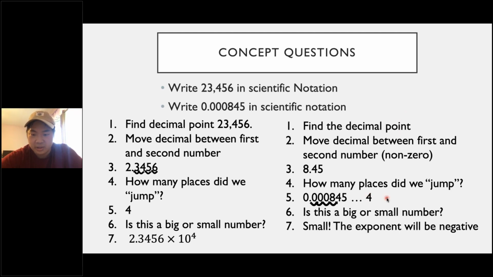So when we write this, we take our two pieces. We have our 8.45, and we have our negative 4. And we write it 8.45 times 10 to the negative 4th power. And that's all for this slide.